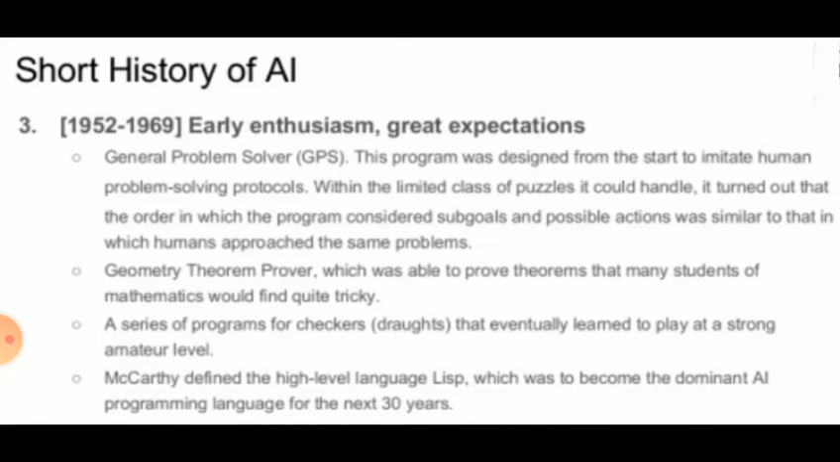Then 1952 to 1969, that is the golden years, early enthusiasm. In 1966, the first chatbot known as Eliza was developed. At that time, the aim of researchers was to develop algorithms that can solve mathematical problems. In 1972, the first intelligent humanoid robot known as WABOT-1 was built in Japan.